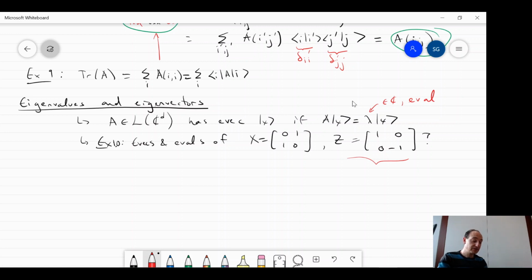So diagonal matrices like Z are very easy. The eigenvectors are the basis in which you've just written the matrix, which in this case is the standard basis, right? I'm assuming all the matrices I write down are in the standard basis here. So the eigenvectors of this would just be ket 0 and ket 1, the two standard basis vectors. And the eigenvalues are sitting on the diagonal, right? Remember, they're just going to be 1 and minus 1.